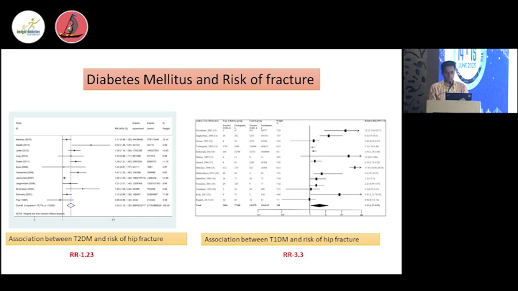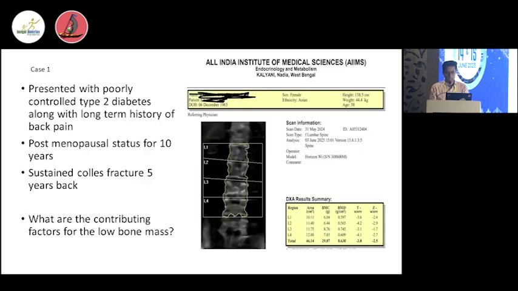She underwent bone mineral density testing with DEXA. I think DEXA was dealt with yesterday by Shomik sir, so we mostly know the basics of DEXA. This is a lumbar spine DEXA with a T-score of minus 3.8. She is postmenopausal, so we use the T-score. So it is severe osteoporosis which we can see.